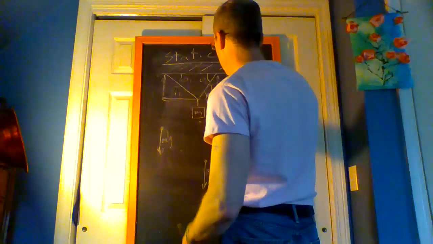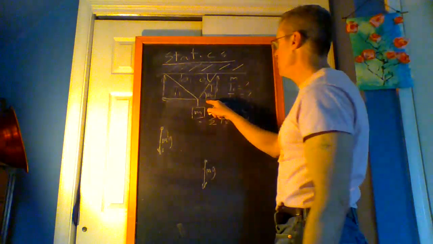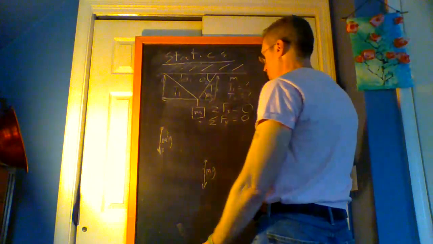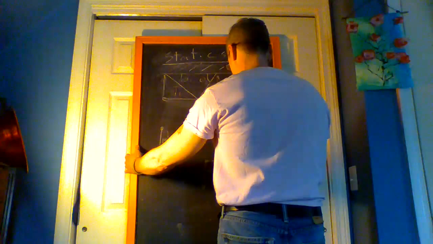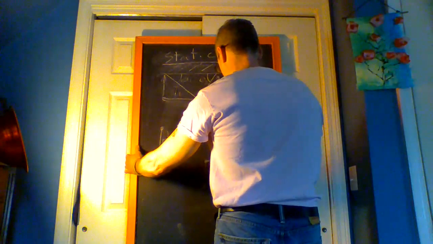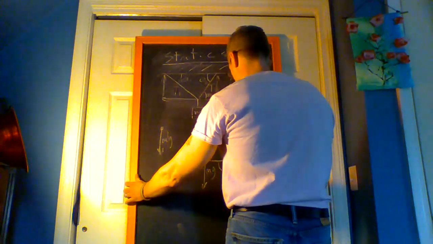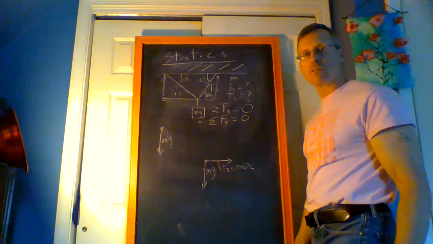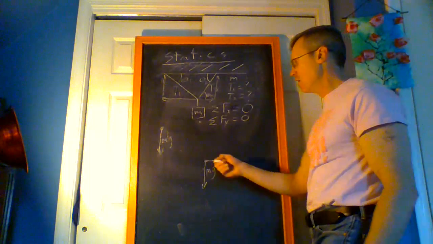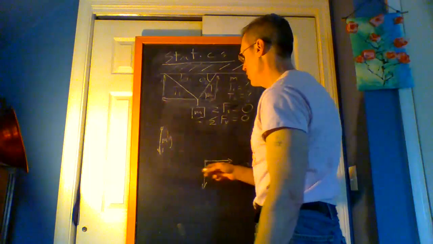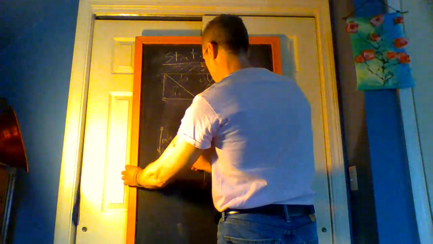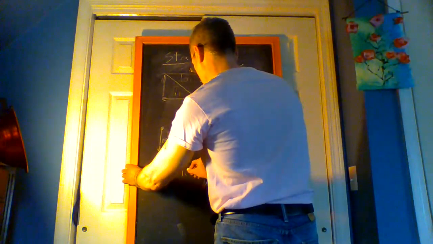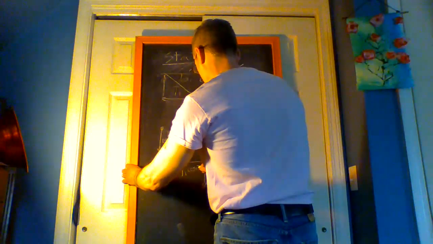So this component right here is going to be T2 cosine theta 2, and that's going to be going to the right. And then I'm going to have T1 cosine theta 1 going in that direction, balancing it out. So T1 cosine theta 1.